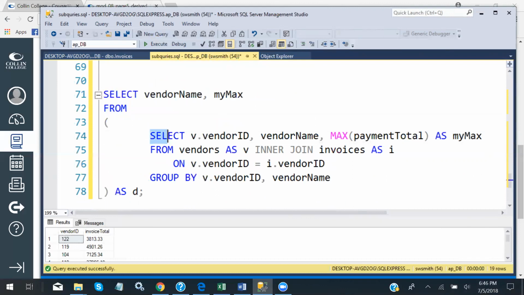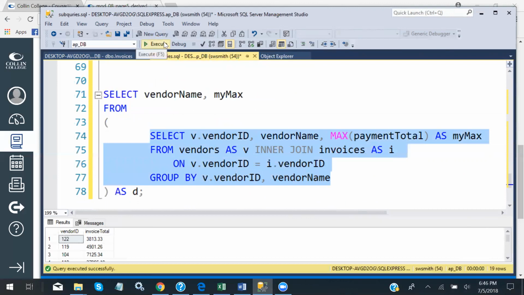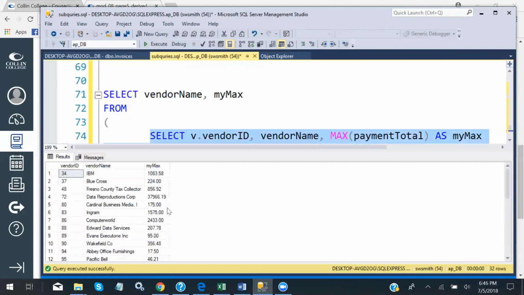So what is this thing right here, this guy? That is a table. Can I select from that table? Yes, I can. So I can execute this query and take a look at it. Let's see what it does when I do that. Bang, and I get this. So this is what it returns. It returns the vendor ID, the vendor name, and the maximum payment total.